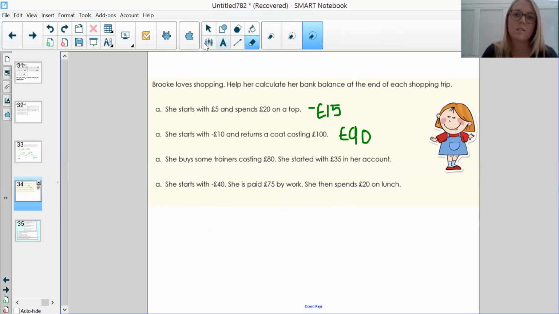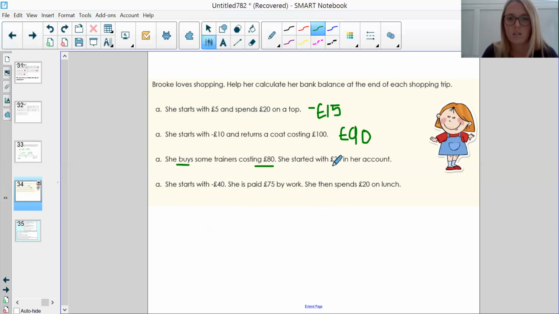Okay, right, so the next one, she buys some trainers costing £80. Okay, she started with £35 in her account. So she's bought trainers that cost £80, but she started with £35 in her account. So I'm going to start with £35 at the beginning of my number line. And she has spent £80. So are we adding it on or taking it away? Lovely, we're taking it away because she spent that. She's got rid of that money. Or she's given away the money.